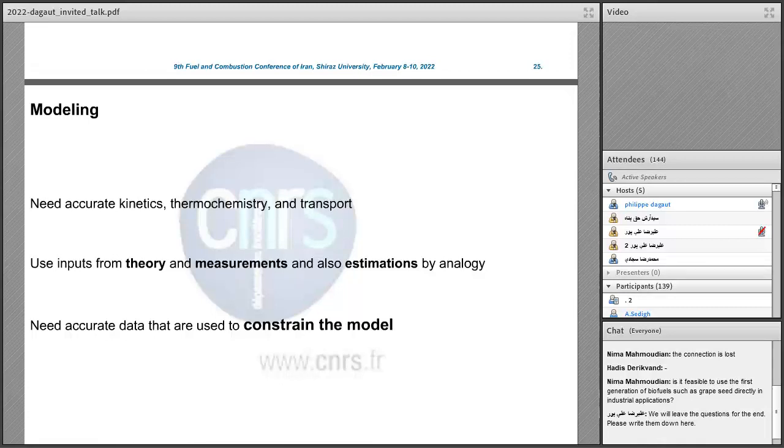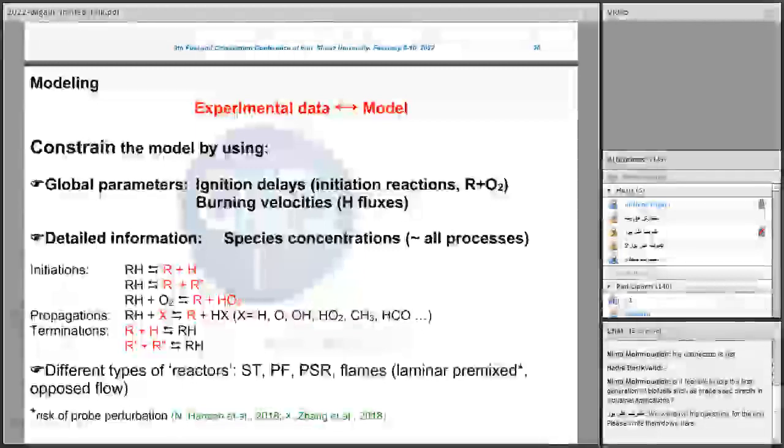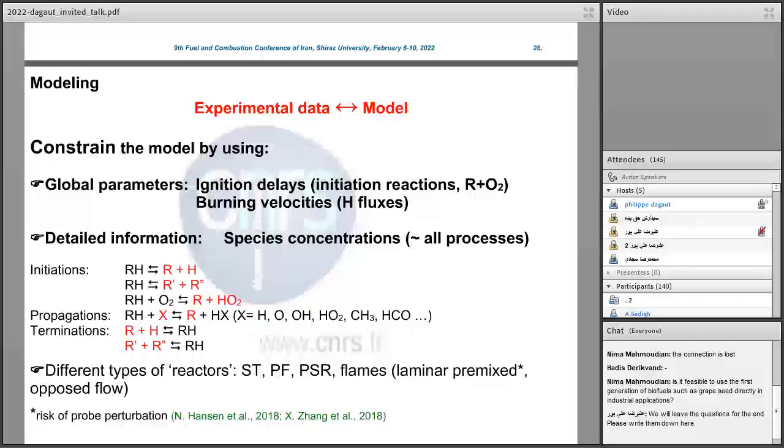Kinetic parameters. We need accurate data, which are used, in fact, to constrain the model. We want this data to be accurate so that we can really constrain the model. So we have really a constant interaction between experimental data and modeling. And to constrain the model, we are using both global parameters and detailed information.